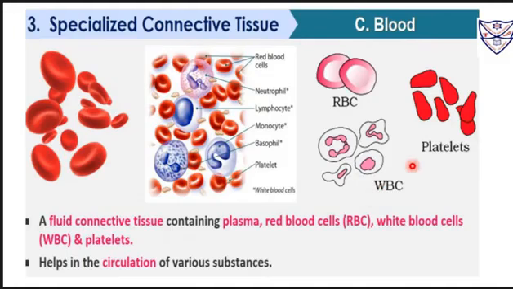The last type of specialized connective tissue is our blood. Blood is basically a fluid connective tissue which contains plasma. Plasma is the liquid part of the blood, and then there are solid parts of the blood. They are the cells, that is RBC, red blood cells, which carry the oxygen around our body. Then we have WBC, the white blood cells, which help us to give immunity and fight infections. And then we have platelets, which help in clotting. So blood helps in circulation of various substances around our body.